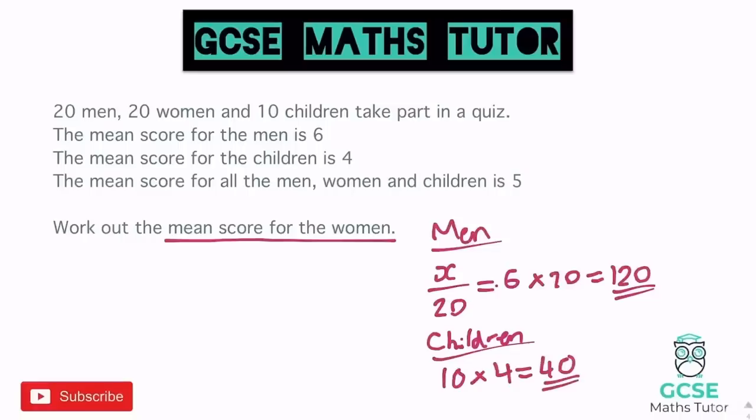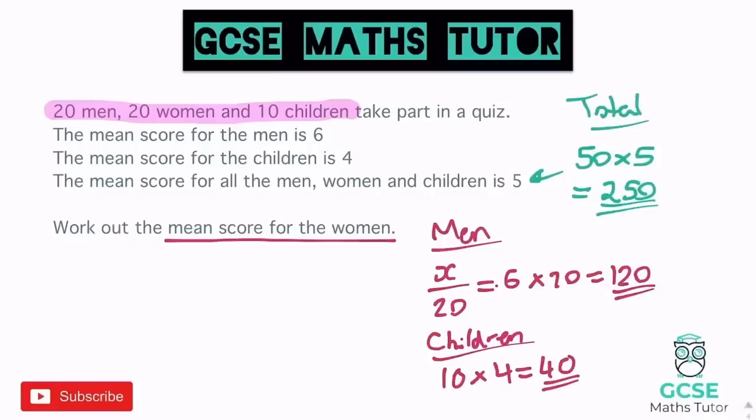There we go. Now we don't actually know what the mean is for the women, that's what we're trying to work out, but what we are given is this last bit of information here, which says the mean for all of them is 5. Now in total, if we have a look at the question, it says there are 20 men, 20 women and 10 children. So that's 50 people with a mean of 5. So we could do 50 people times the mean, which is 5, which gives us a total score of 250. So that's our total there.